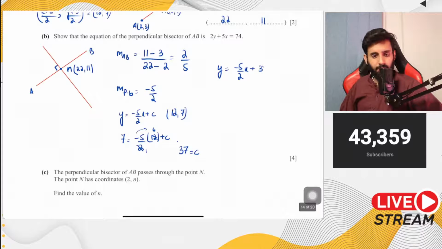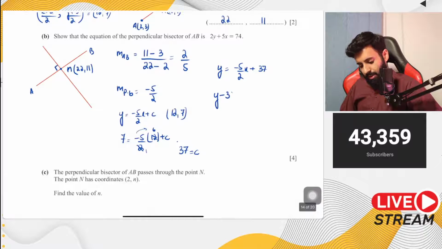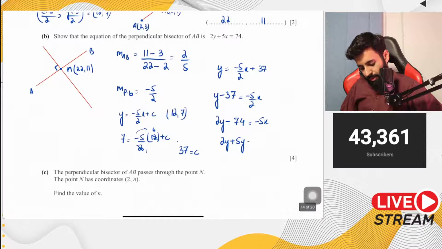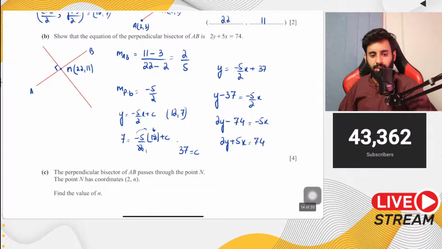Now it's not in the form that we're supposed to bring it, so no problem. We'll take 37 over to the other side and cross multiply. 2y minus 37 times 2, which is 74, equals minus 5x, and then you write it the way the question wants you to write it, which is 2y plus 5x equals 74. There you go. That's that.